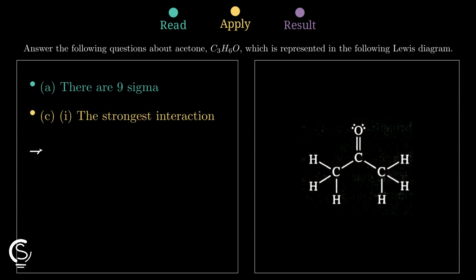In trials 2 and 3, halving the acetone concentration while keeping other concentrations constant halves the rate, 16.6 times 10 to the negative 6.